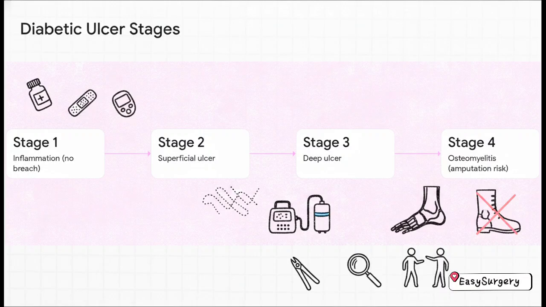But if they reach Stage 4, osteomyelitis sets in. Vac dressings will no longer work once that bone is infected, and sadly, these patients almost inevitably land up with an amputation. This is exactly why daily foot inspection and having someone else cut the patient's nails is absolutely critical.